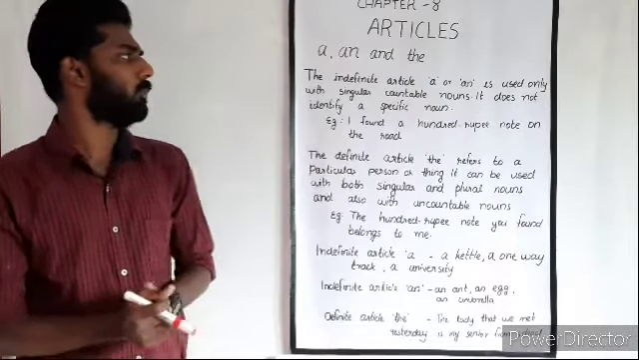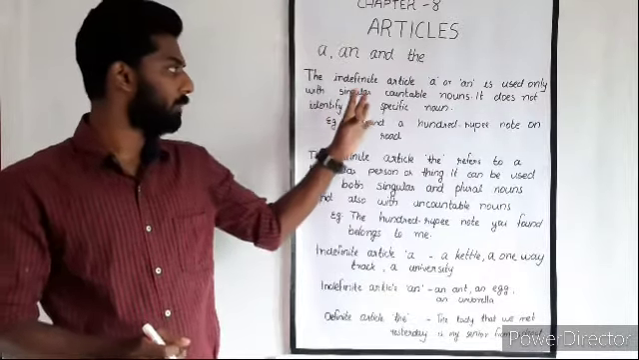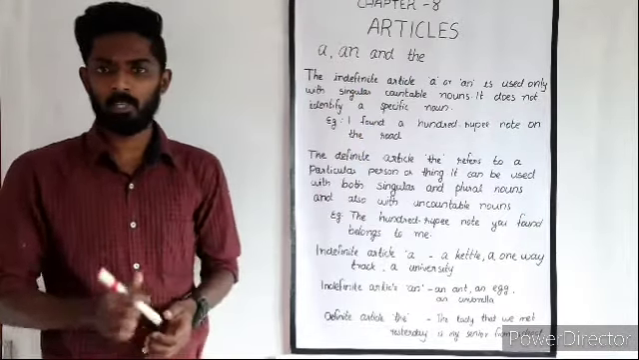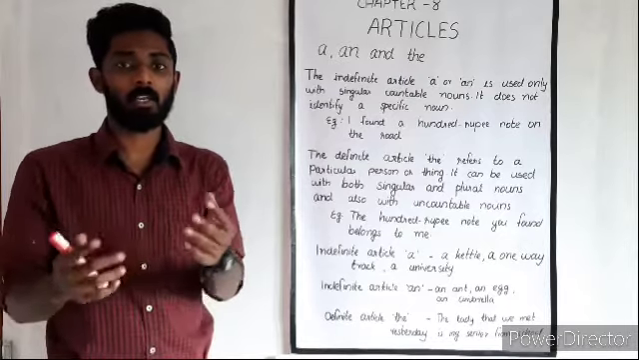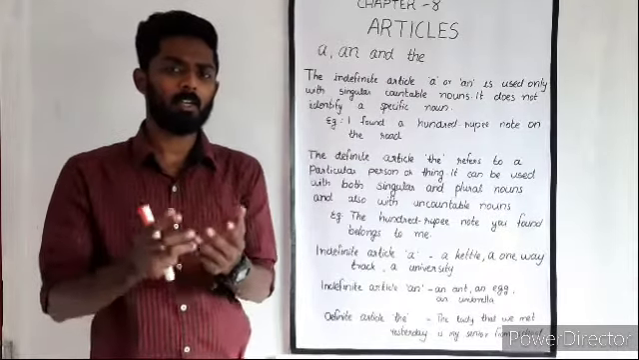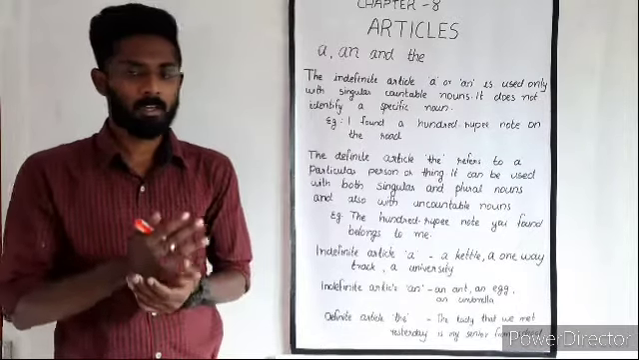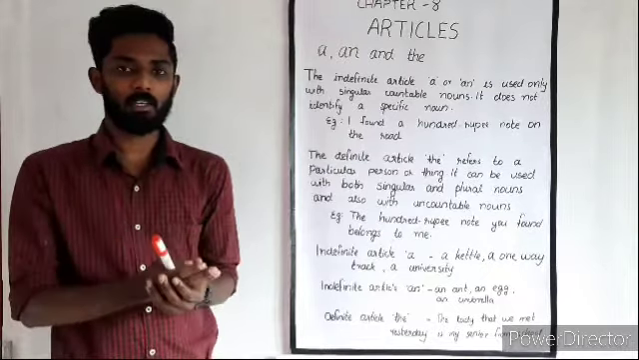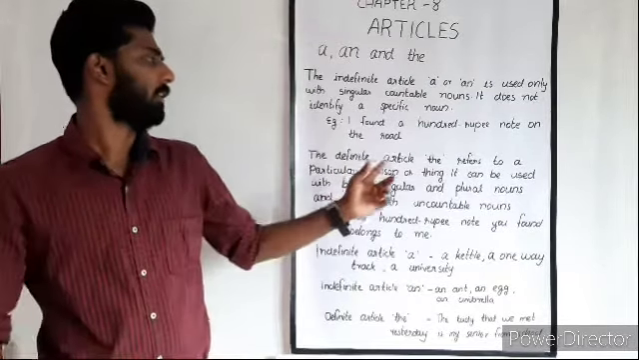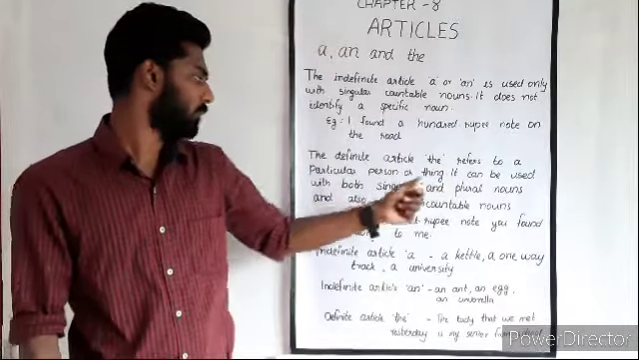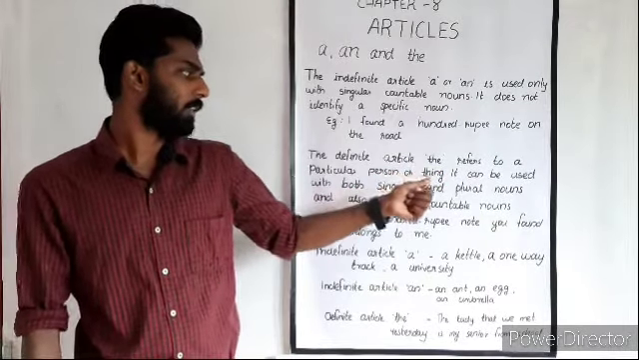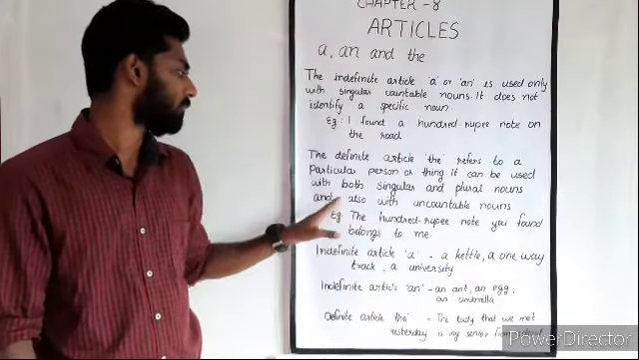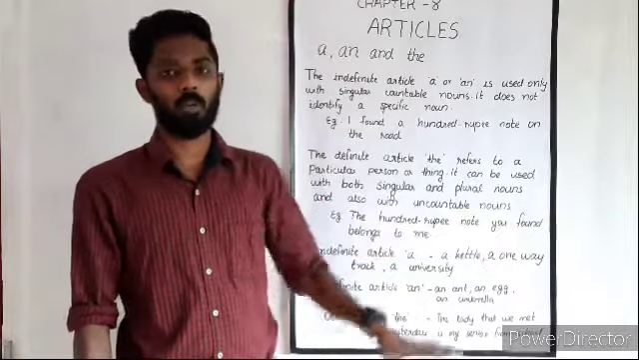Before we move on to it, we will know what is an indefinite article and a definite article. As you know, altogether there are three articles, and these three articles are divided into two sections. One is the definite article, and another one is the indefinite article. What do you mean by a definite article? The definite article 'the' refers to a particular person or thing, and it can be used with both singular and plural nouns and also with uncountable nouns.